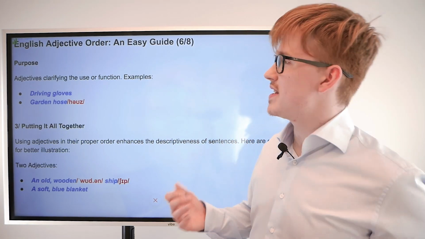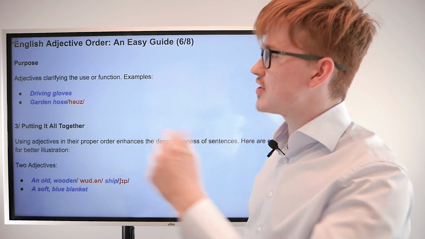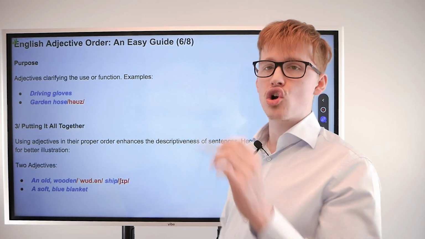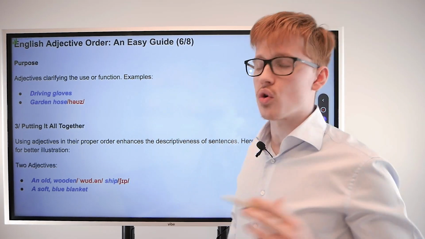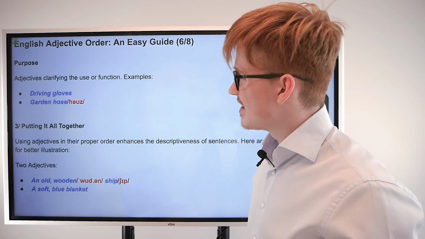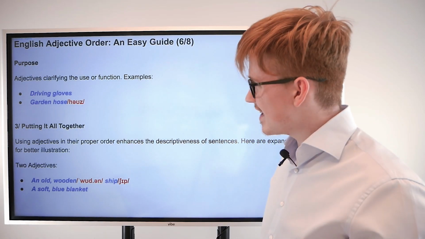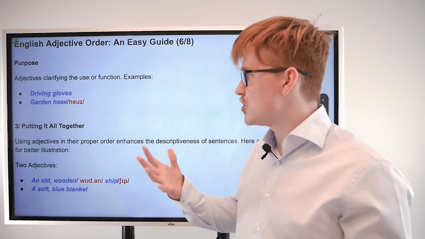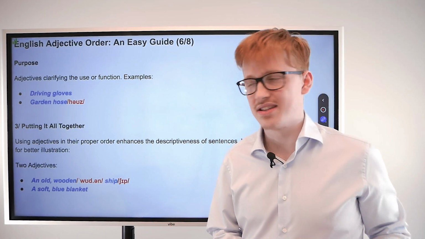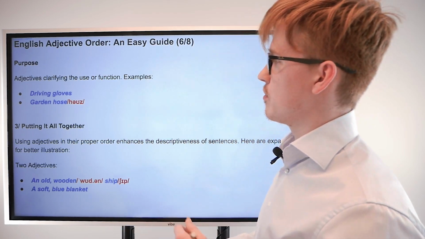So now let's have a look at the purpose one. So why would we need to talk about the purpose of something? Let's see. So we use adjectives here. So driving gloves. So why do you have gloves? Because you're driving. So why do you have a hose? Because of the garden. You see, this is something that we would use this for in this sense. So I have this thing for that purpose. And that is why we would use that.